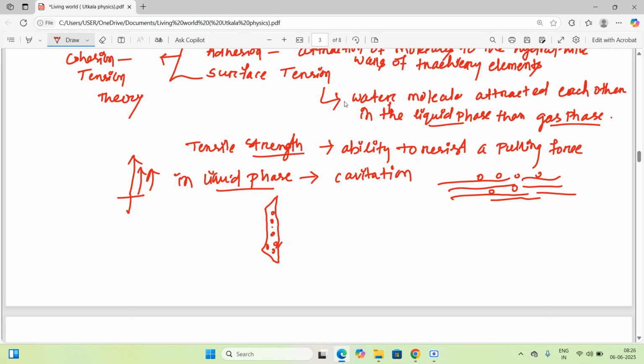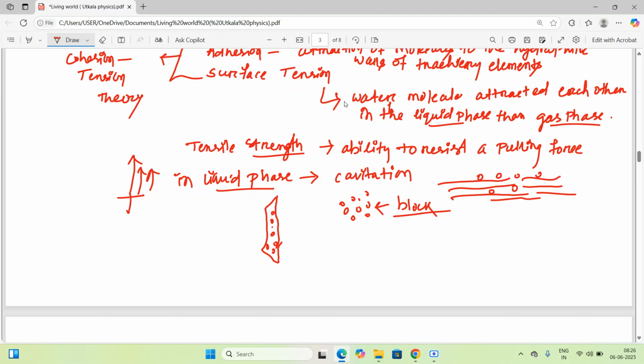Okay, such cavitation can block water transport and lead to severe water deficit in the leaf. If the bubbles are present and if the xylem freezes, then the cavitation can block. Cavitation means what? The gas bubble in the liquid phase. Okay, this will block the movement of water. Yes or no?